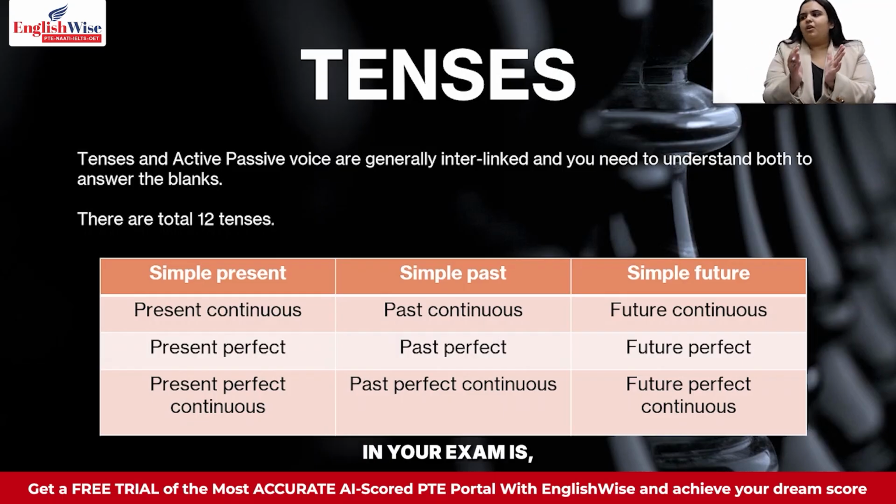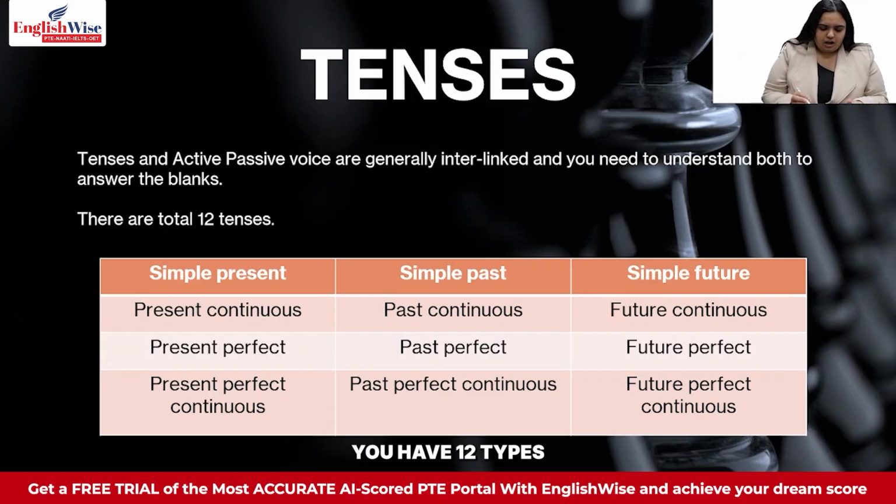Now when you talk about tenses, there are a total of 12 types of tenses. If you can see the chart over here on the screen, you have 12 types of tenses. You have them in 3 categories. First is present tense, then past tense and future tense.